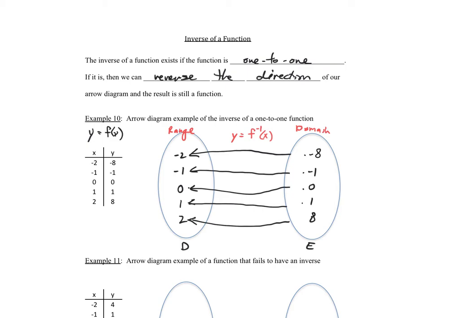More importantly, what we can see now is that this is going to define a function because every single input value has only exactly one output value. And this can be seen by the fact that -8, -1, 0, 1, and 8, they only have one arrow coming out of each input value.